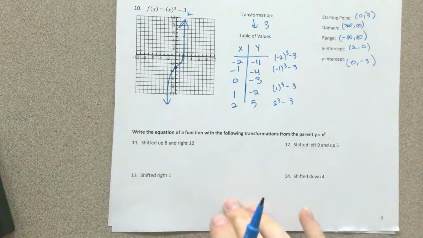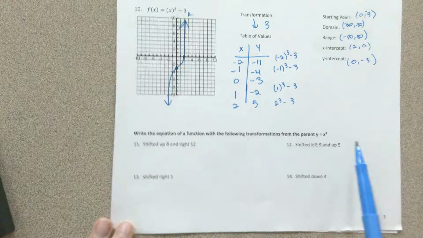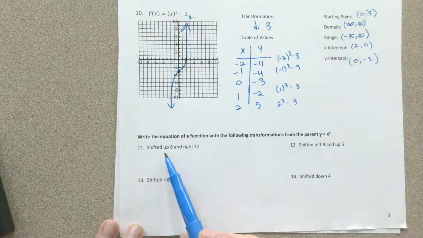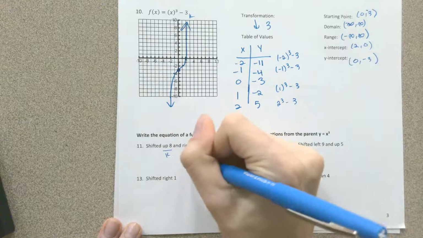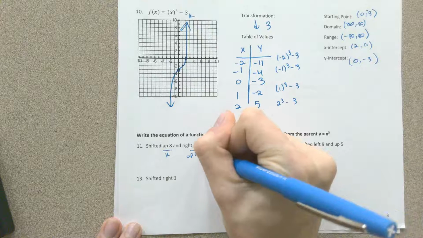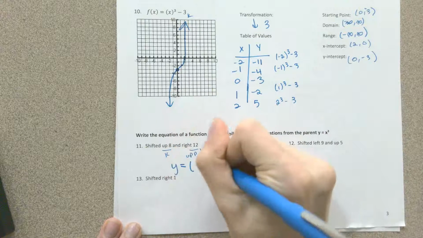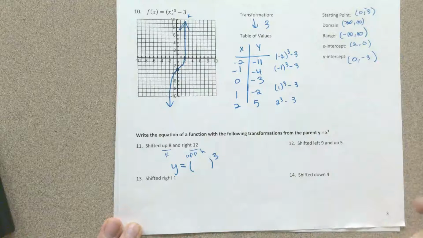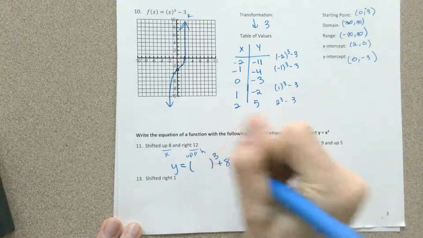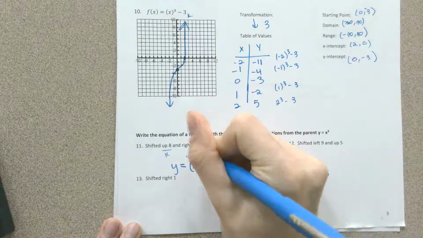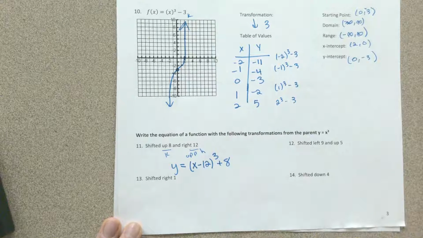Writing a parent function that shifts a cubic parent function shifting up 8 and right 12. This is k and this is opposite of h. So we get y equals, we know we have a cubic function. We go up 8 units and we know that we are doing the opposite of 12, so we want to go minus 12.